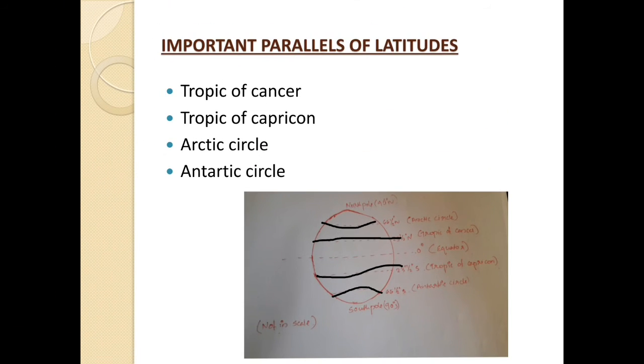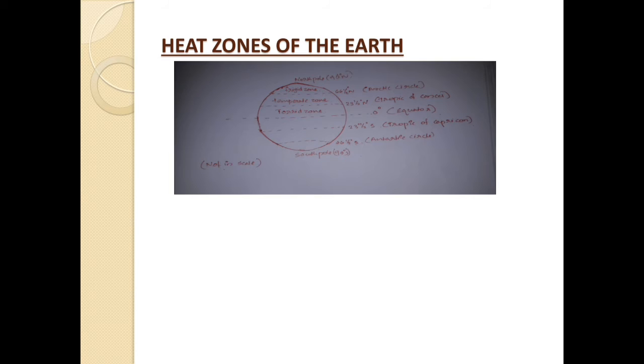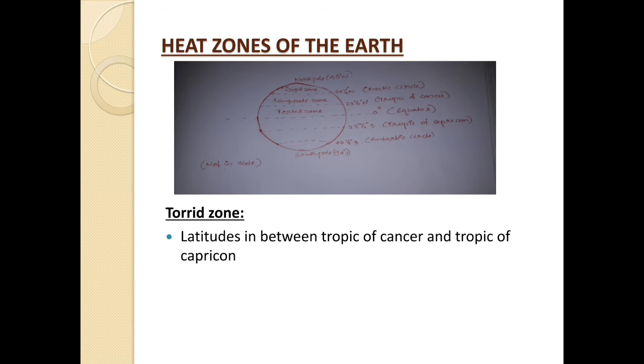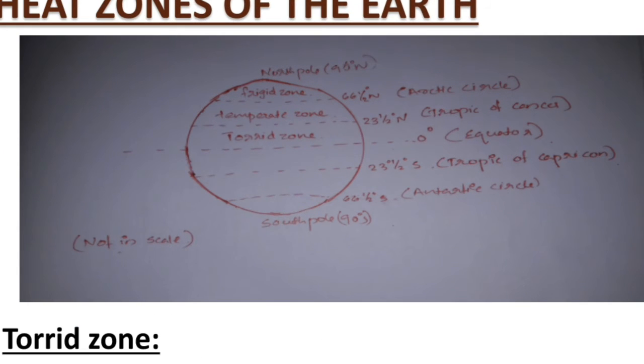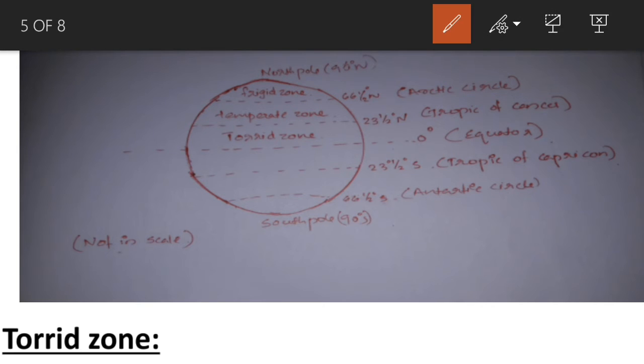Okay. Next, we can look at heat zones of the earth. On the basis of the areas in between the various latitudes, there are different heat zones of the earth. First one is torrid zone. Torrid zone means the latitudes in between Tropic of Cancer and Tropic of Capricorn. This whole region, 23.5 degree north to 23.5 degree south, is known as torrid zone.